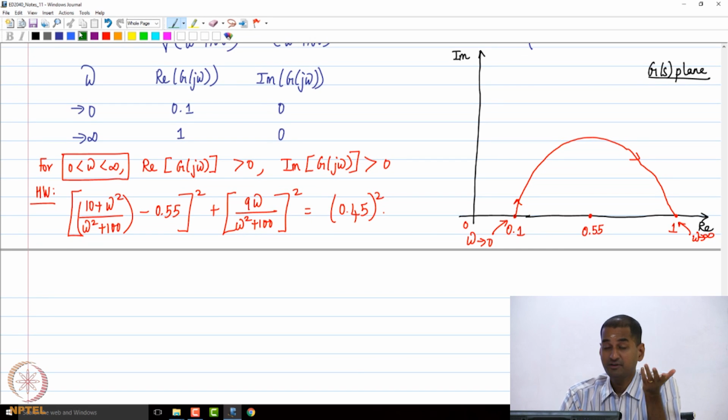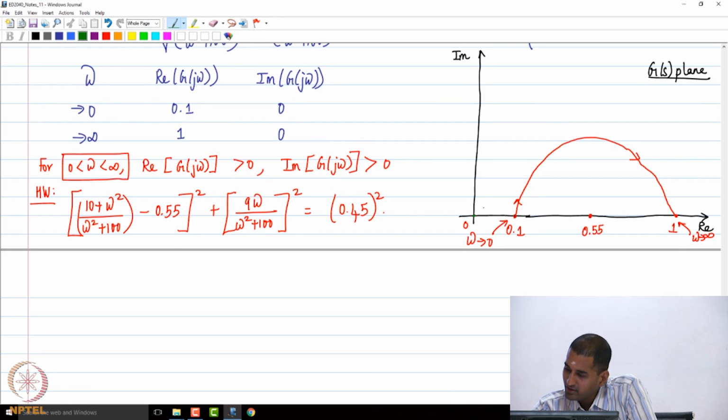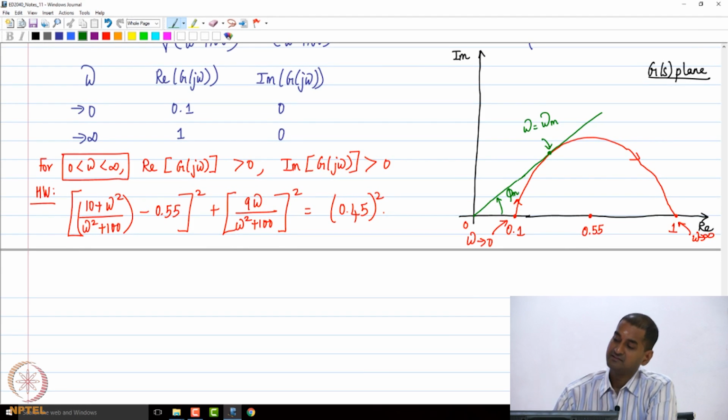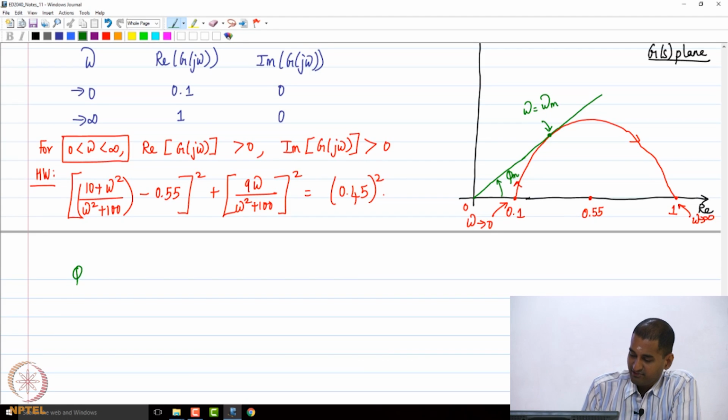So as you said, if I want to figure out the maximum angle, I need to draw the tangent. From the origin, I see at which point I can get a tangent to the semicircle. So let us say this is my tangent. This is the omega, what I call omega m, the frequency at which I get the maximum phase phi m. So phi m is the maximum phase of g of j omega.